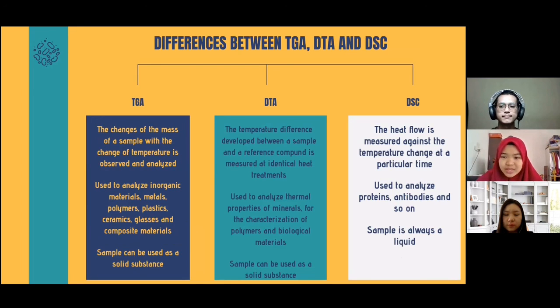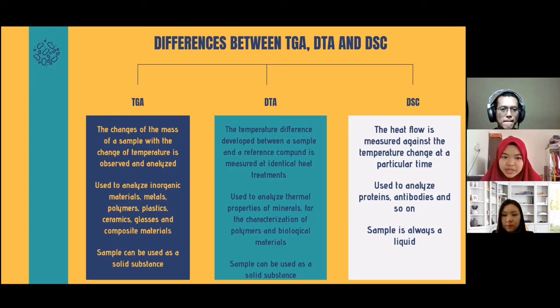But what is the difference between these three methods? The first one, what is measured? TGA measures the change of the mass of the sample with the change of temperature. DTA observes the temperature difference developed between a sample and a reference compound. And DSC measures the heat flow against the temperature change at a particular time.